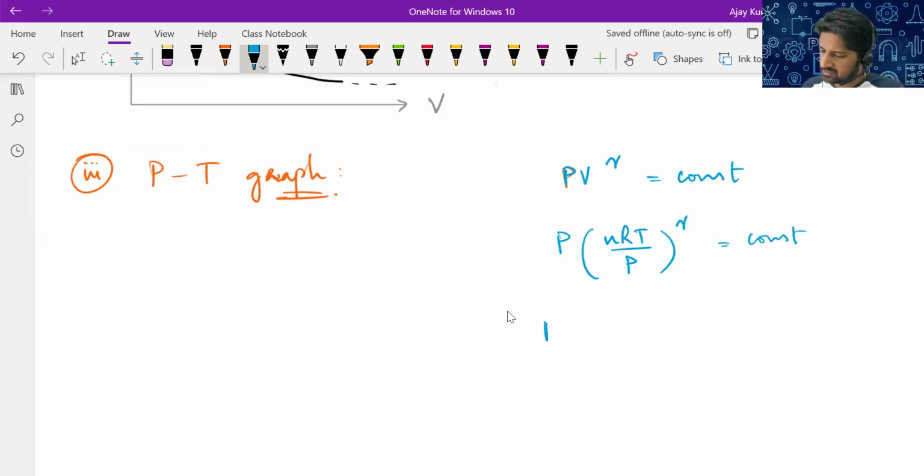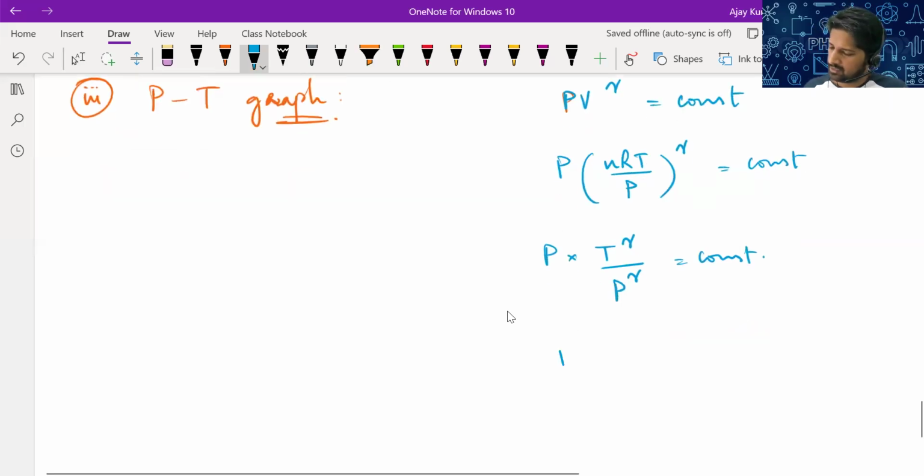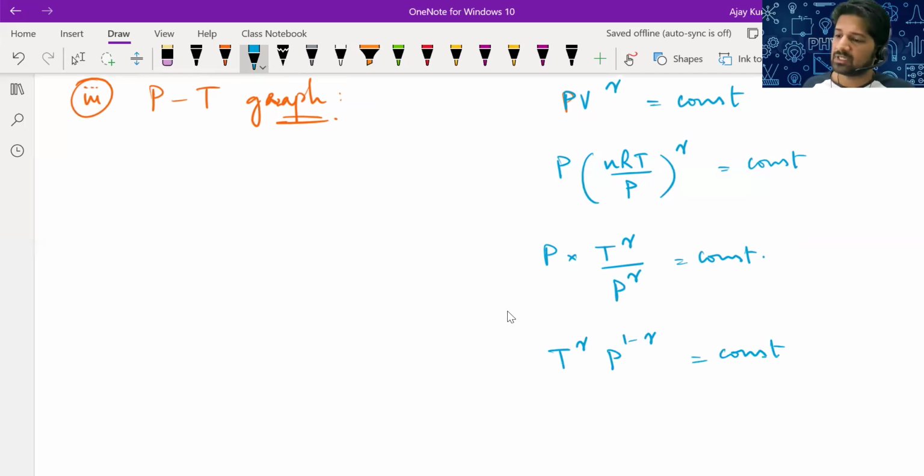What you will be left with is P multiplied with T power gamma divided by P power gamma is equal to constant. Okay. So T power gamma, P divided by P power gamma becomes P power 1 minus gamma, is equal to constant. That's the relation between temperature and pressure in an adiabatic process.